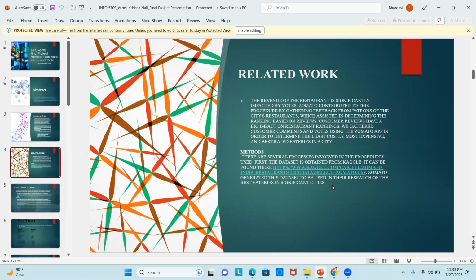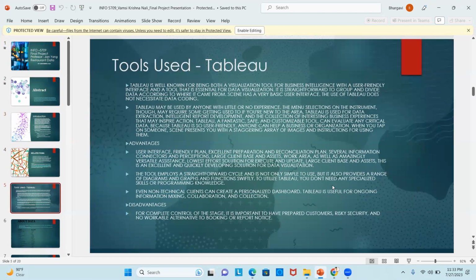The related work: the revenue of a restaurant is significantly impaired by the words, as you can see, and the tool that is used has been Tableau. As you know, Tableau is a well-known tool for data visualization and business intelligence with a user-friendly interface, and a tool that is essential for data visualization. Also, it may be used to create datasets and represent them in the format of diagrams.